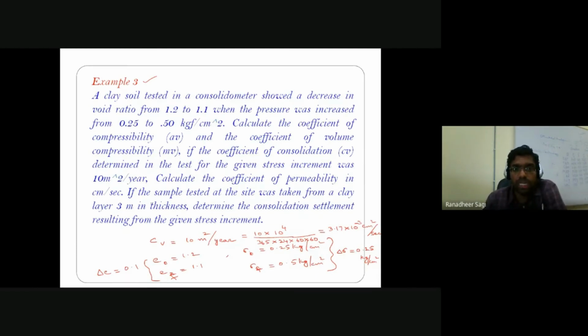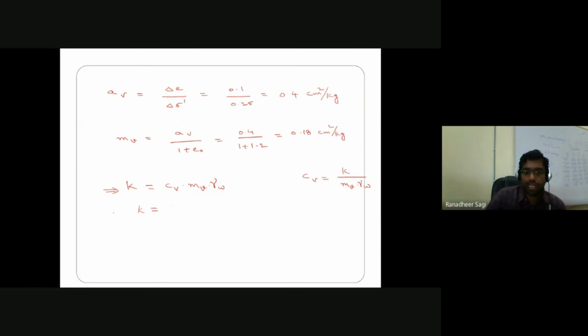It is complete. If the sample tested at the site was taken from a clay layer of 3 meter thickness, whatever soil sample you have tested in the lab, if it was taken from your field from a soil layer of 3 meter thickness, determine the consolidation settlement resulting from the given stress increment. So we are required to calculate the settlement because of consolidation due to the stress increment, from 0.25 kg per centimeter square to 0.5 kg per centimeter square.